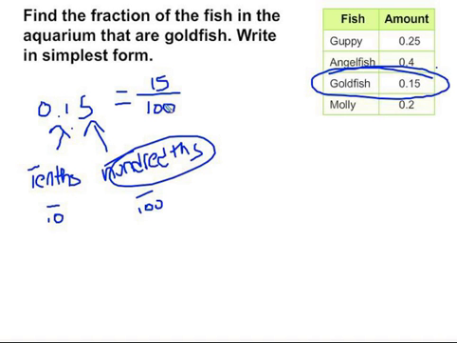And since it asks me to put this in simplest form, I'm going to reduce by 5, both in the numerator and the denominator. That's going to give me 3/20. So that means that 3/20 of these fish are goldfish.